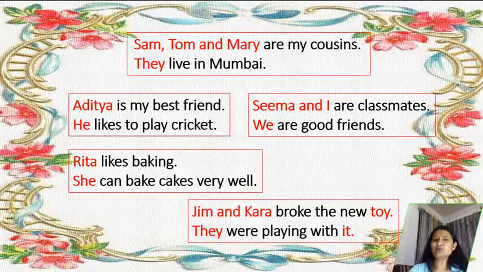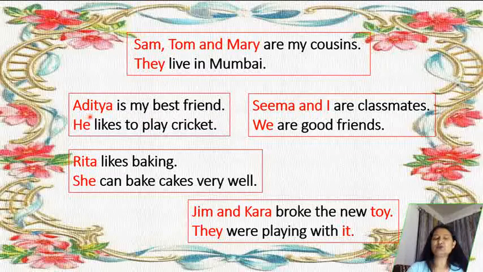Now, let's see some more examples of pronouns. Sam, Tom and Mary are my cousins. Okay, instead of repeating again Sam, Tom and Mary in the next sentence, we replace it by a pronoun they. Okay, so they live in Mumbai. We are not writing Sam, Tom and Mary live in Mumbai, but we are writing a pronoun they live in Mumbai.